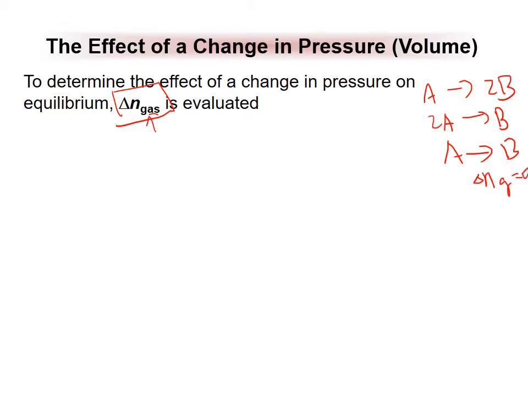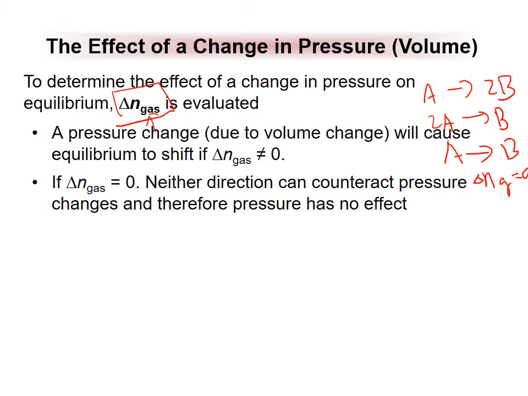Okay, if both are gas phase, then delta n of gas phase is 0. In this case, pressure has no effect because neither direction can counteract the pressure change. Now, in the last slide, we showed that one way to change pressure is to change volume. If you decrease volume, pressure increases. Okay, but when you decrease volume, the concentration also changes.